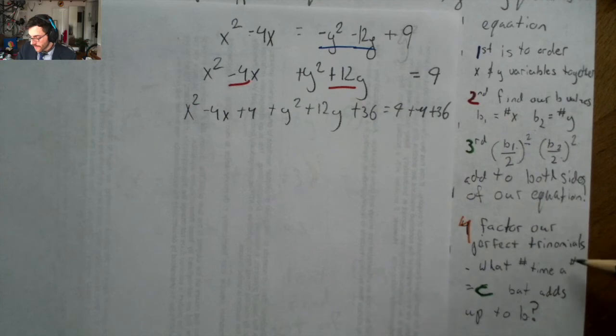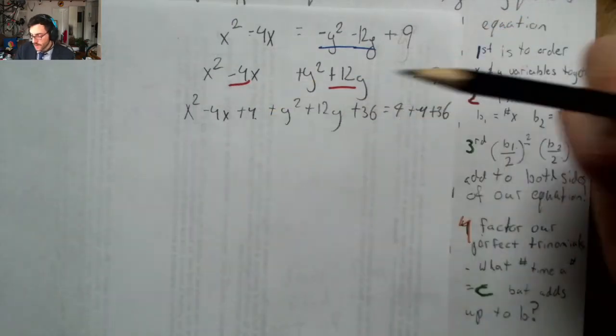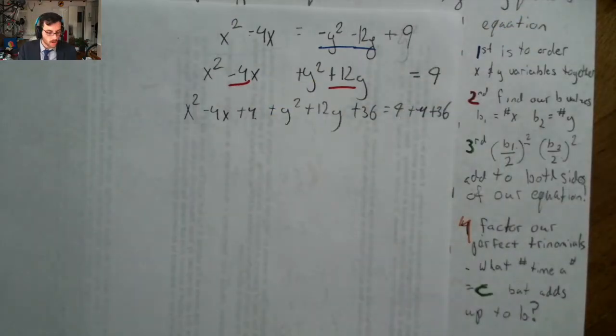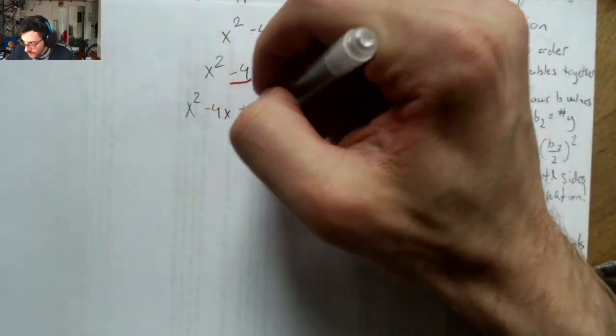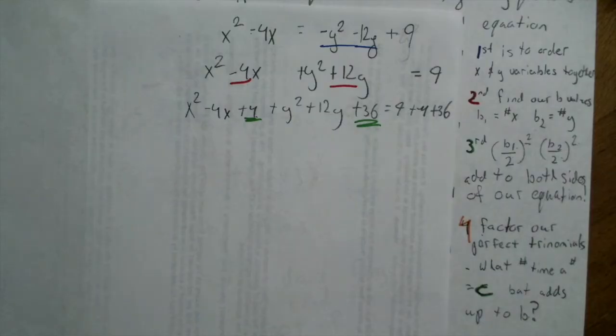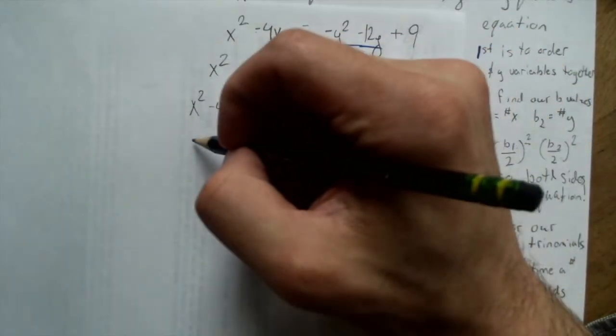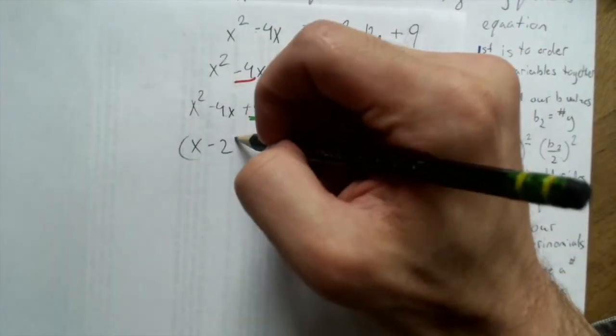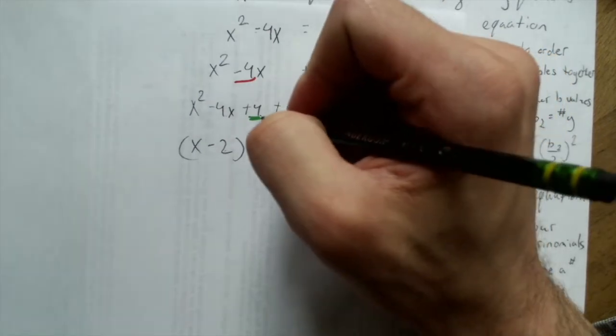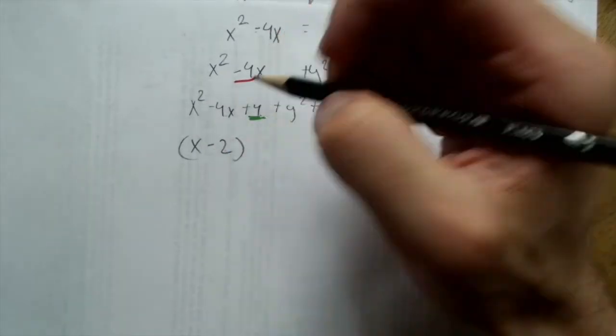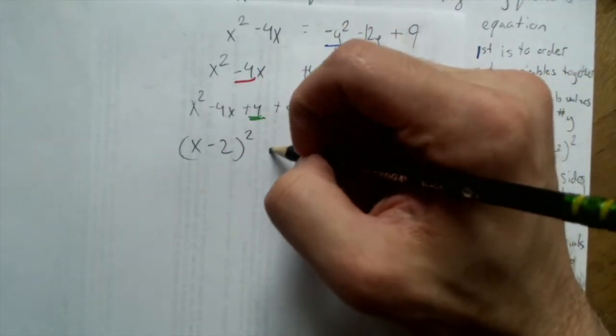Within step 4, we are going to factor out our perfect trinomials. Our two steps for that is we have to figure out what number times what number gives us our change in values here. So if we're going to take positive 4, what number times what number equals positive 4, and added together equals negative 4. In this particular example, we're going to have negative 2 times negative 2 gives us positive 4. Negative 2 plus negative 2 gives us negative 4.